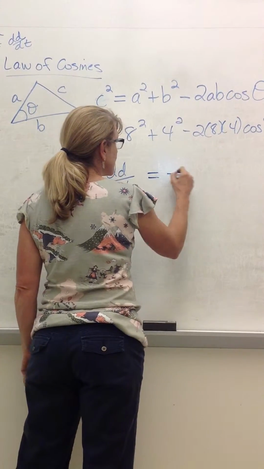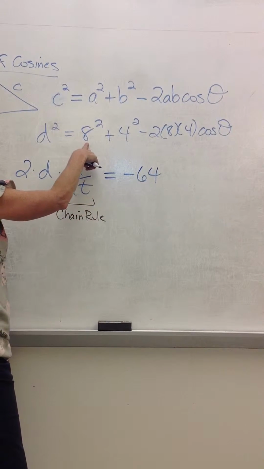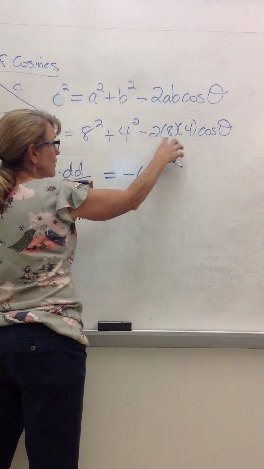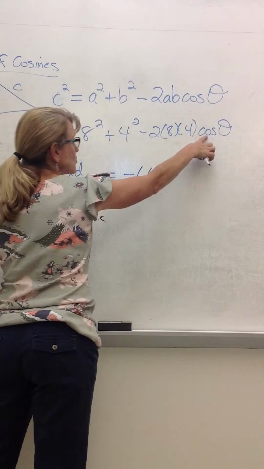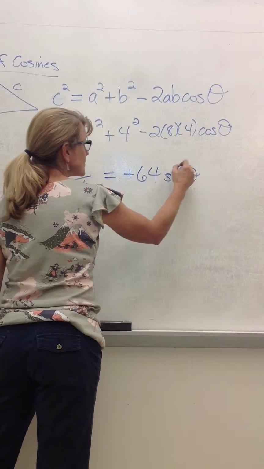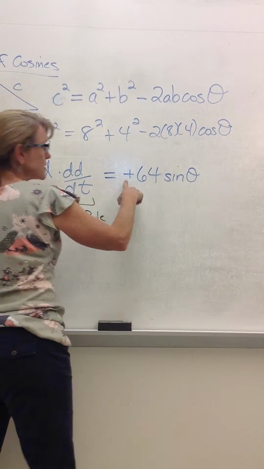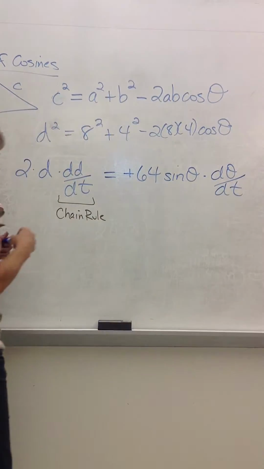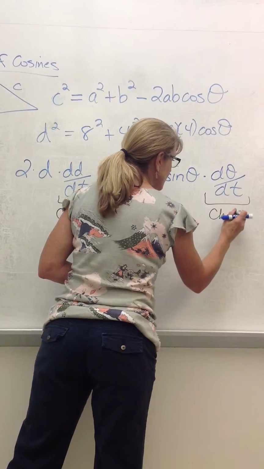And then over here, the derivative of that will just be 0, and the derivative of this will just be 0. And 32 times 2 is where I got 64. But the derivative of cosine is negative sine, so my negative from the sine will cancel that and make it a positive. But theta changes with time. Again, this is here because of the chain rule.